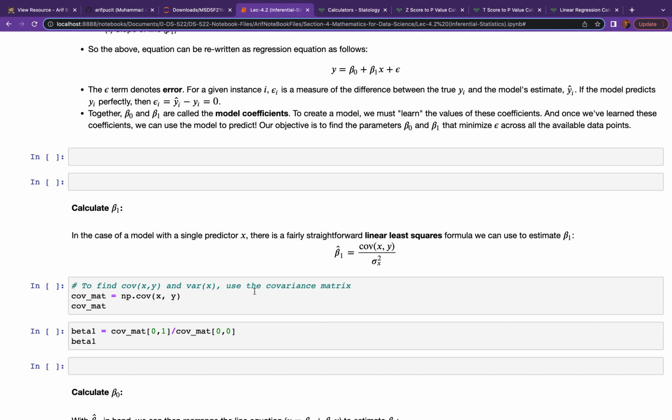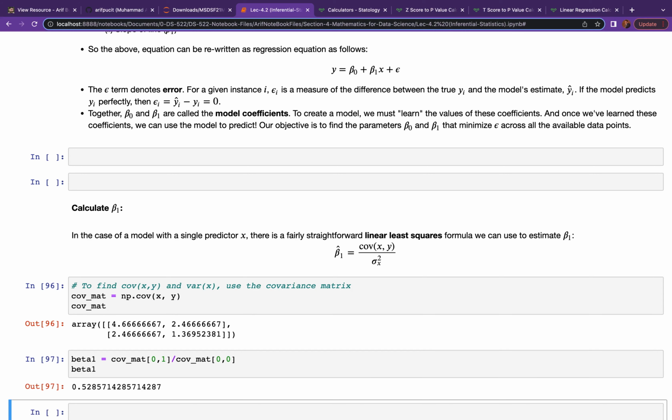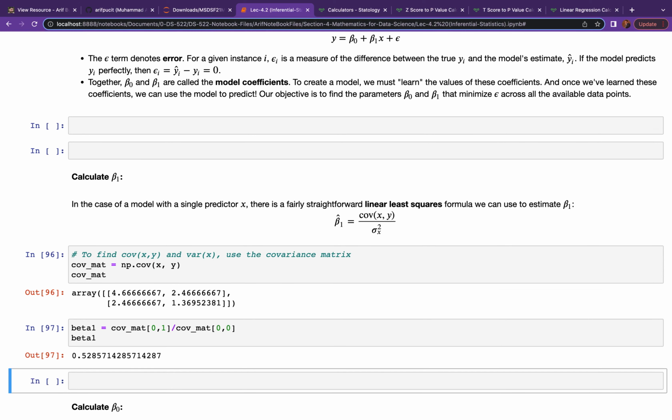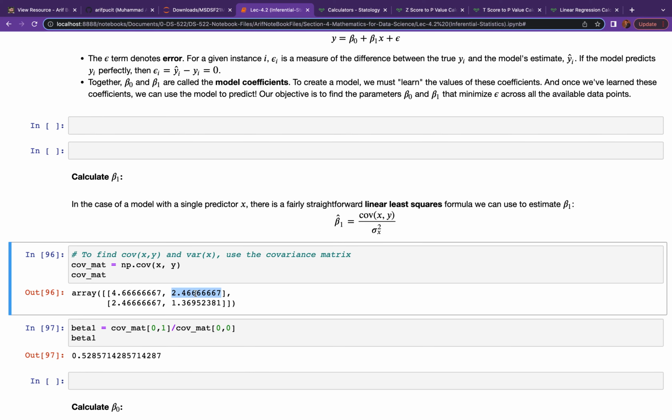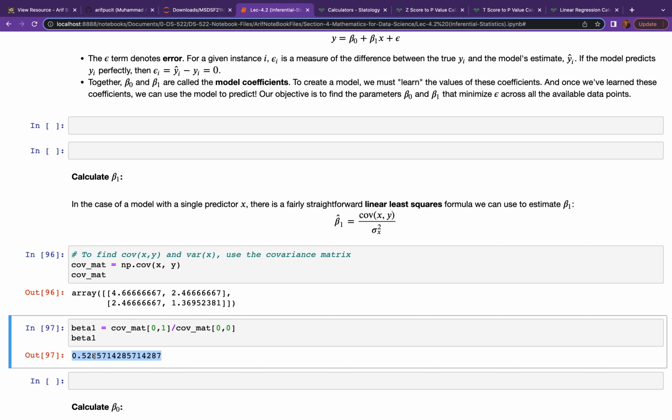There is a straightforward formula we can use to estimate beta 1. Over here we have the covariance matrix. At location 0, 1 we have the covariance of x and y, and at location 0, 0 we have the variance of x. So we have just divided them using this formula and we have got the value of beta 1. Great.